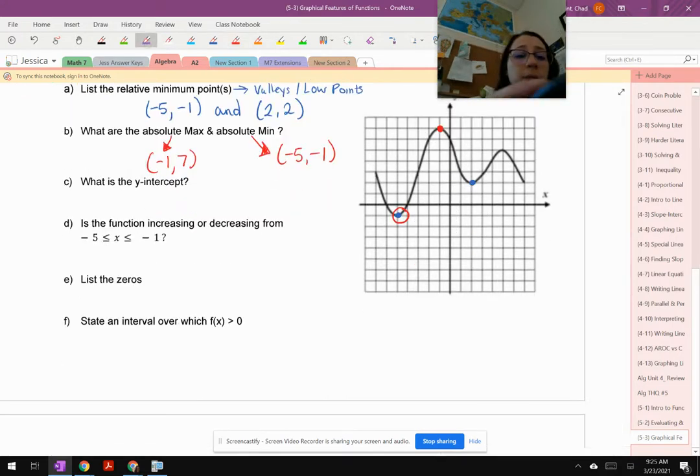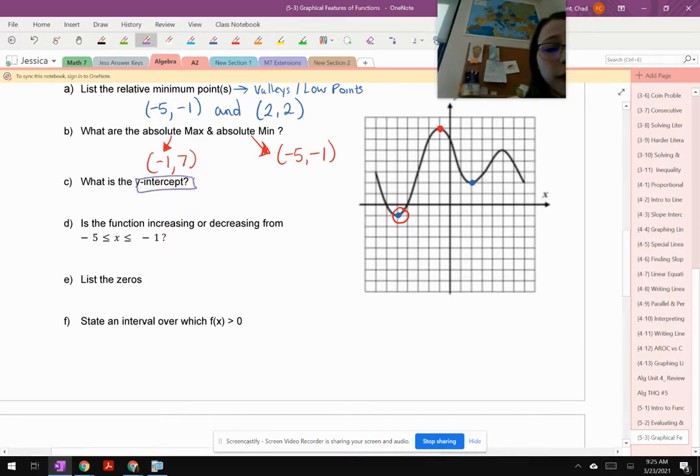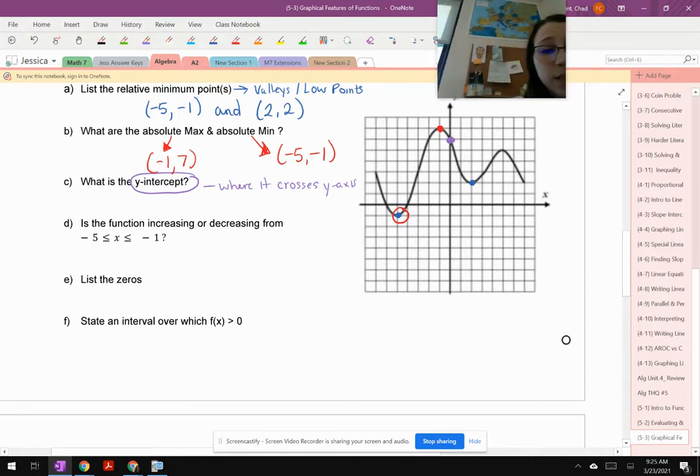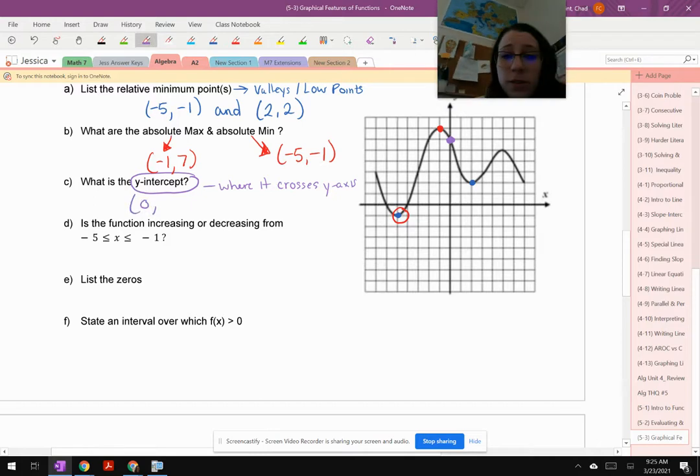The y-intercept, again, that's where it crosses the y. Let's not cover that so we can't see it. Where it crosses your y-axis, which would be at this purple point right here, which is an x value of 0, because that's what a y-intercept is. So it's (0, 6).